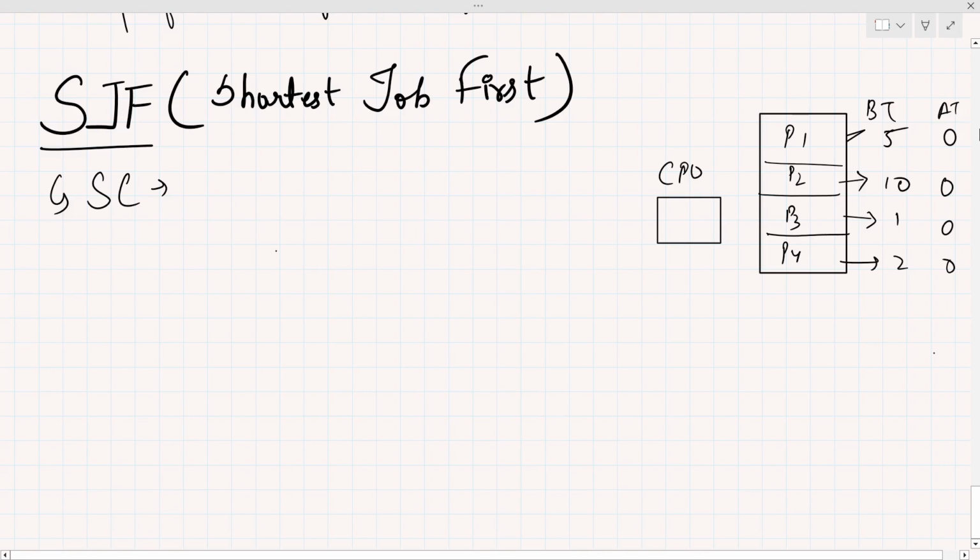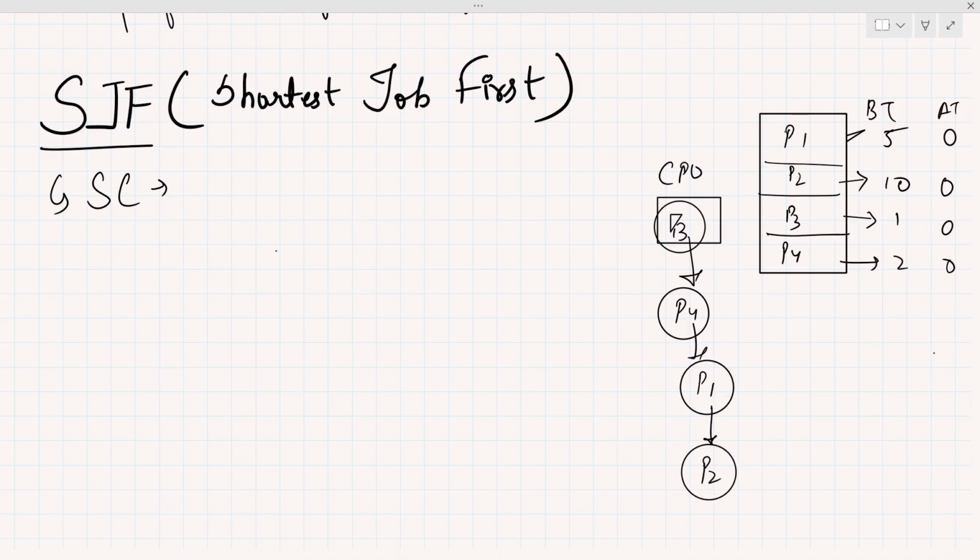Here, which process has the smallest burst time? Process number 3, P3, has the smallest burst time. So P3 is the process that gets the CPU first. After P3, P4 gets the CPU. After P4, P1 gets the CPU. After P1, P2 will get the CPU. It is not like in FCFS, where first we select P1, then P2, P3, P4. This does not happen in SJF. Whichever has the smallest burst time will get the CPU first.